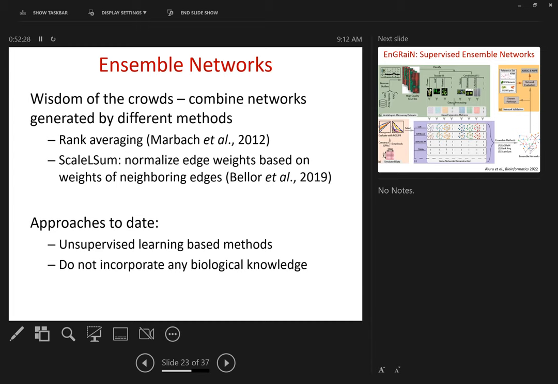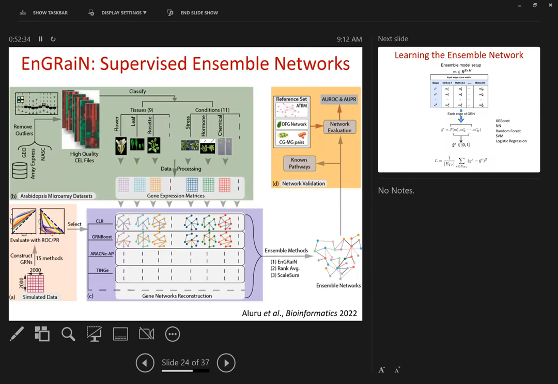So all of the approaches to date are unsupervised and they don't incorporate any biological knowledge. So we thought, why don't we do a thorough study where we could actually do supervised learning? And how do you do supervised learning? This is where we will start to get into plant biology. What we wanted to do is build whole genome networks of the plant Arabidopsis thaliana by mining publicly available data and then building networks.